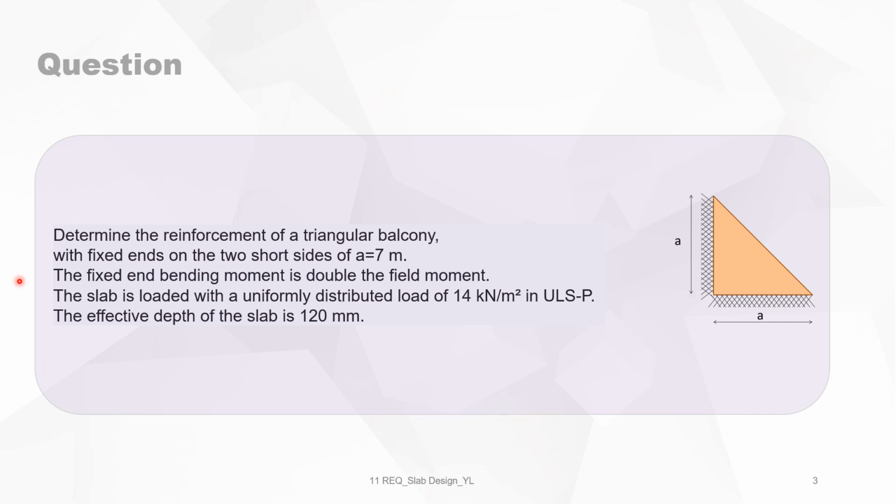The fixed end bending moment is double the field moment. The slab is loaded with a uniform distributed load of 14 kilonewtons per square meter in ultimate limit state persistence. The effective depth of the slab is 120 millimeters.